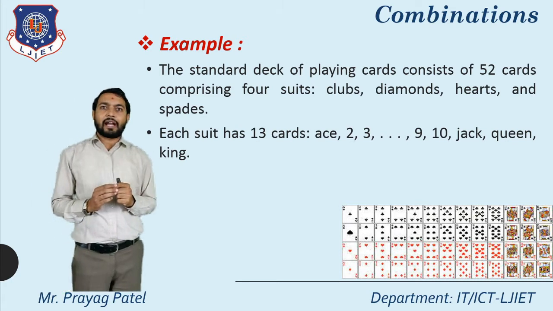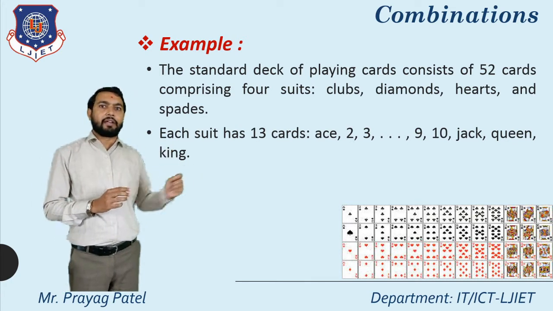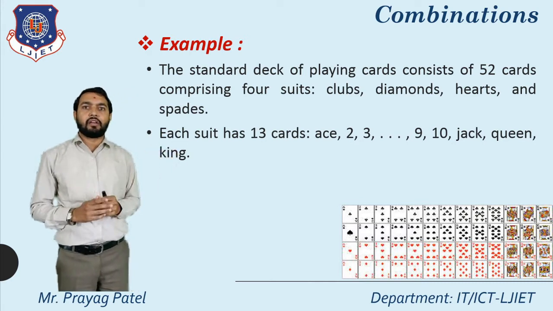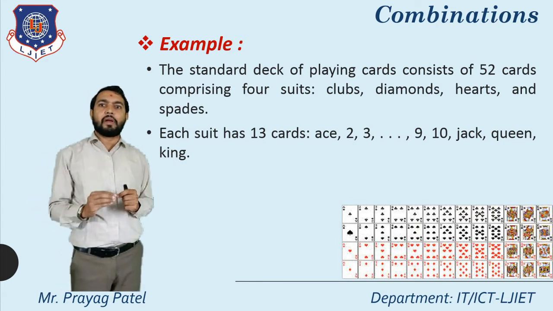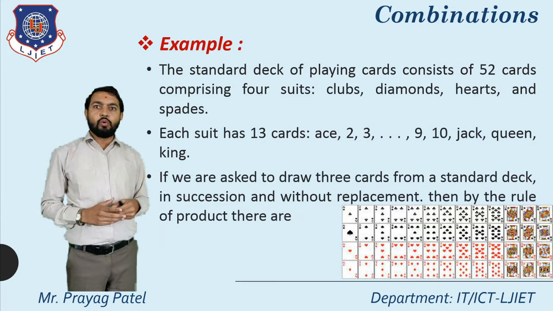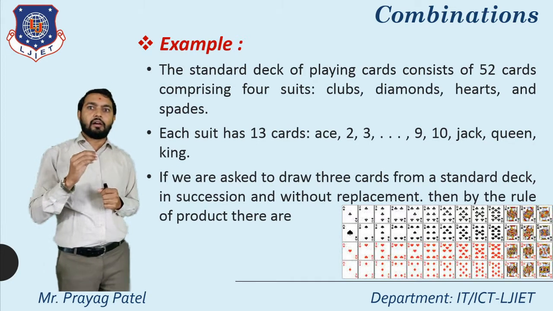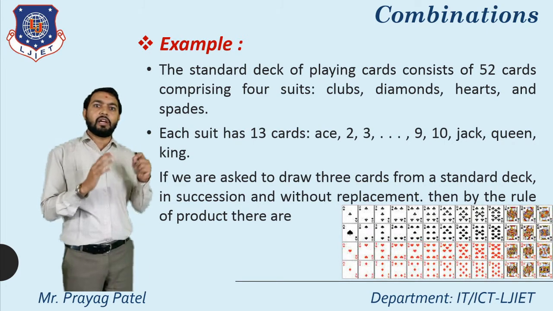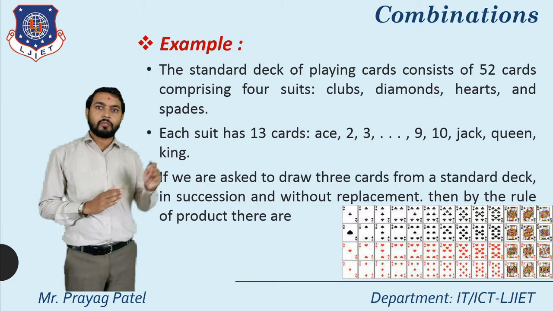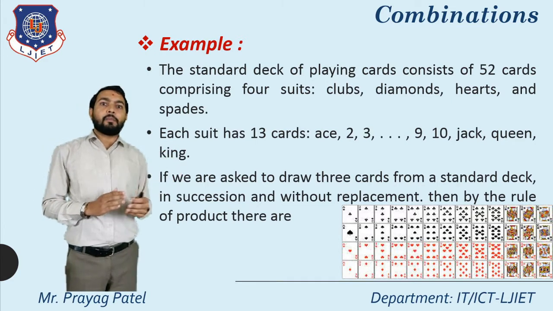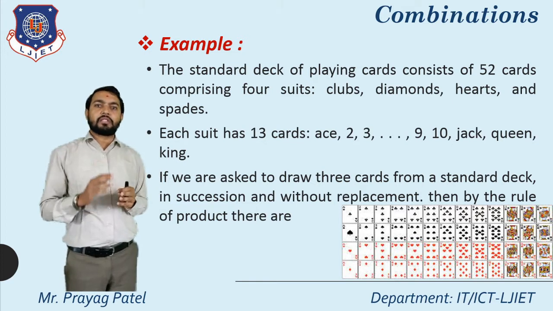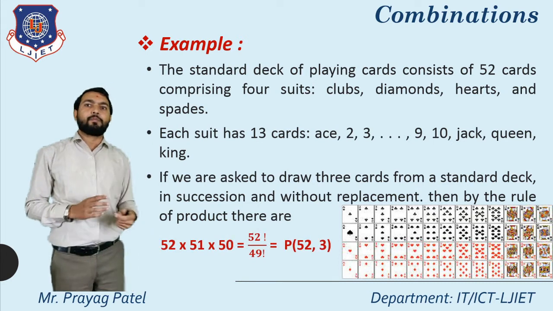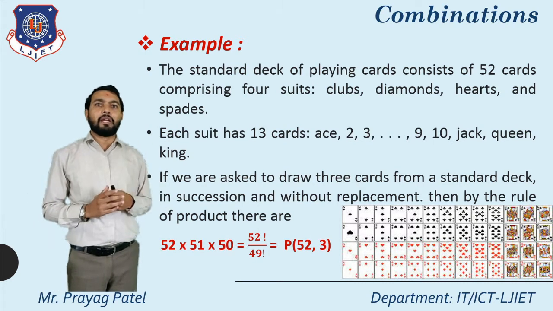Now the different 13 cards are, for example, we can say the Ekka, 2, 3, up to 9, 10, then Jack, Queen and King. So these 13 are different elements for each type. Now our question is, if we are asked to draw 3 cards, we have to select the 3 cards from the available 52 cards. So here without replacement we have to select the elements. So what combinations are possible? What is the probability for that?